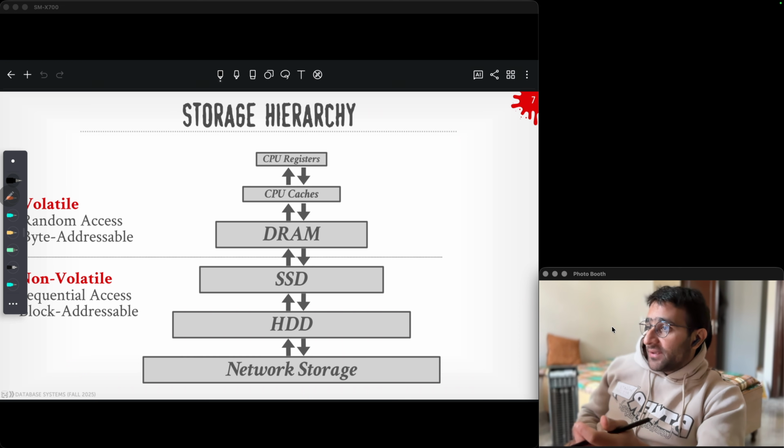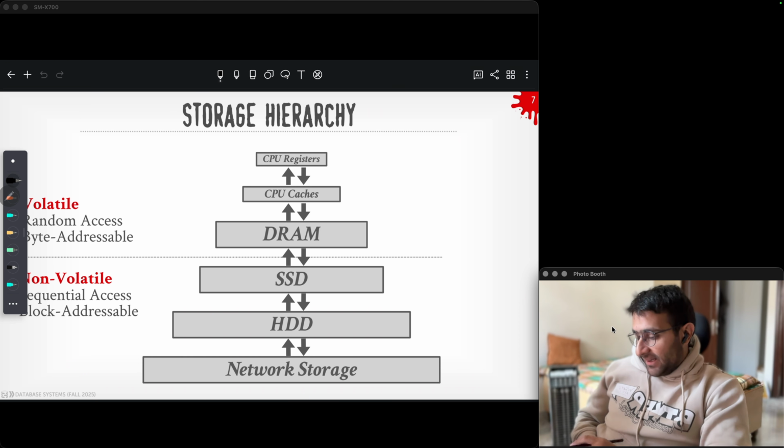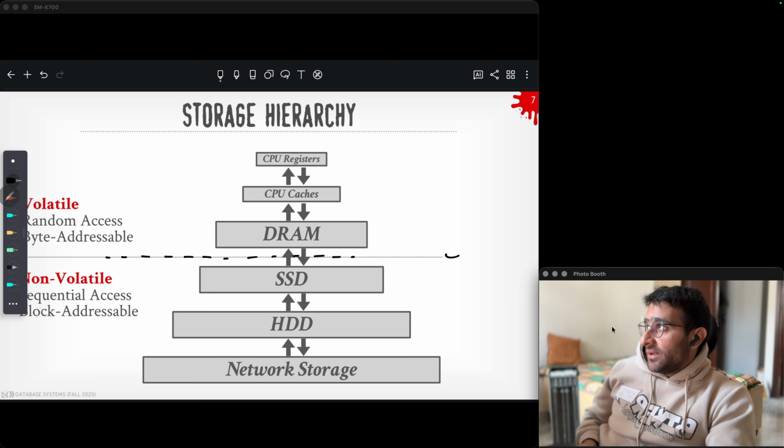Another thing about this is the black line I drew. Anything above this is volatile. By volatile you mean if I turn off the power of my laptop, then anything in the CPU caches, registers, and the DRAM will be wiped away. And anything below that, SSDs, HDDs, and network stores, they are meant to be persistent.